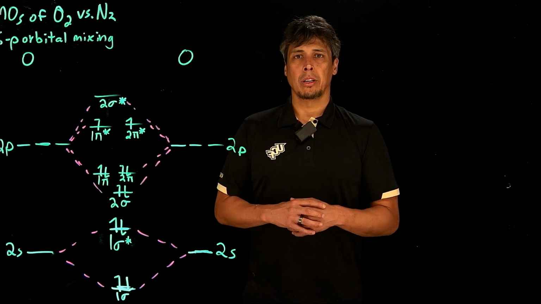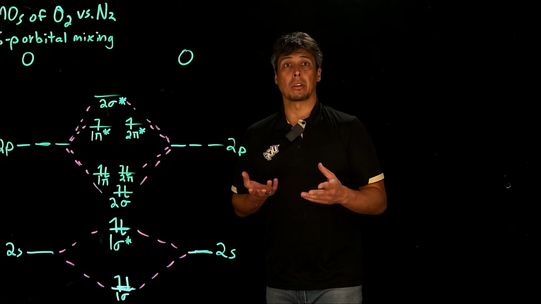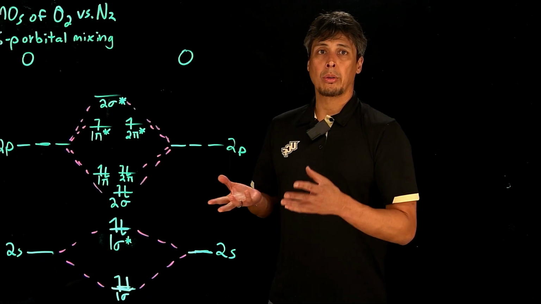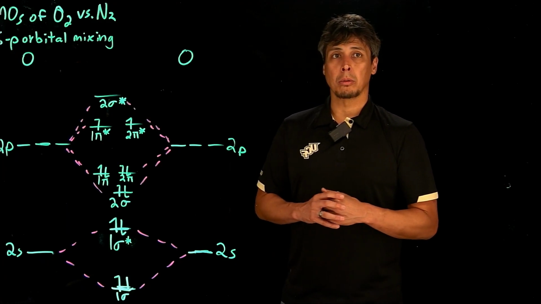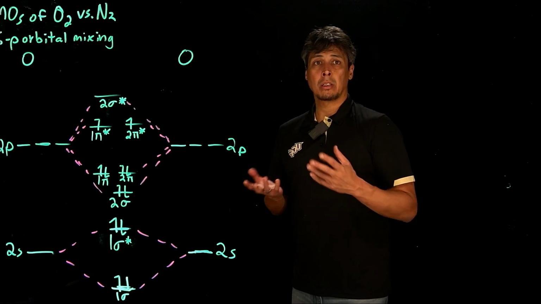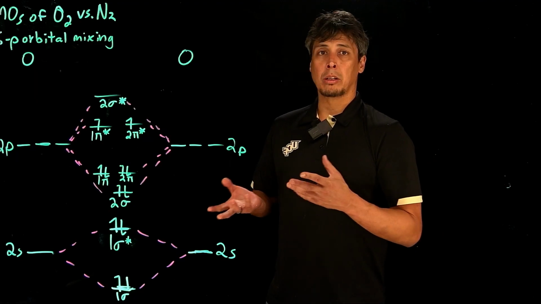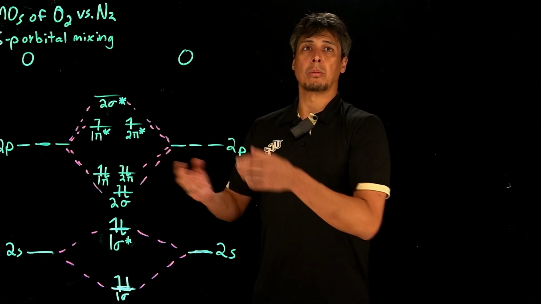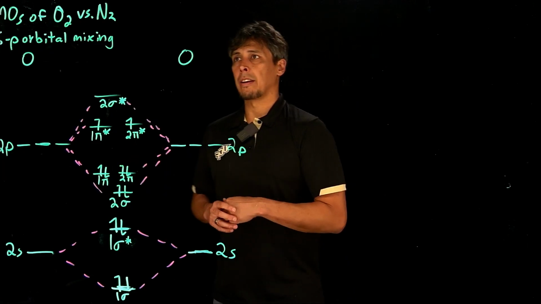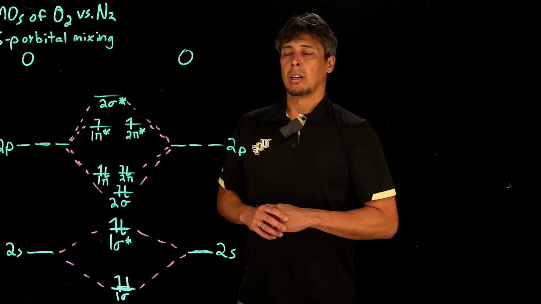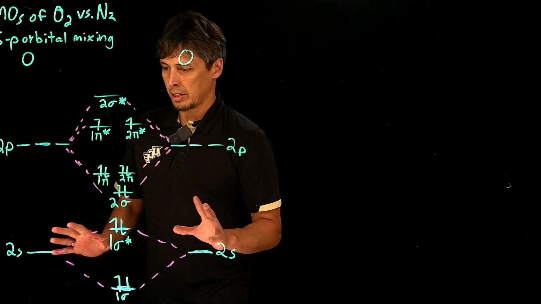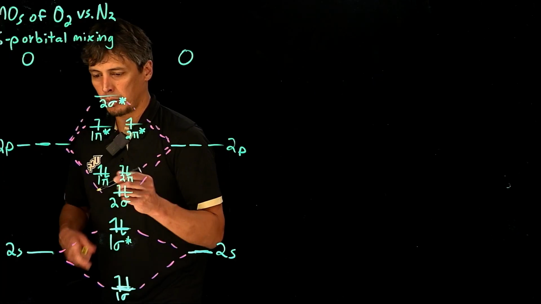In this video, we're going to introduce another concept that is sometimes critical in determining the ordering of the energy levels within a molecular orbital diagram. In this case, we're going to compare the molecular orbital diagrams for dioxygen, which we worked on in the last video, versus that for dinitrogen. This is what we worked on in the previous video here.